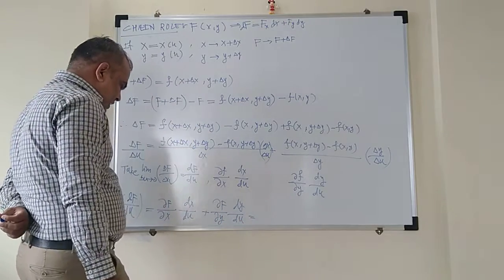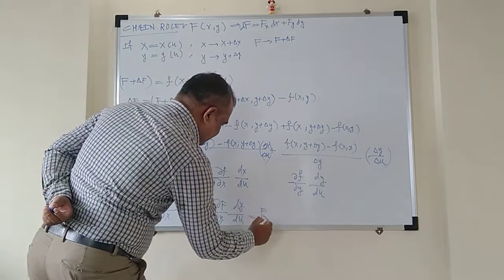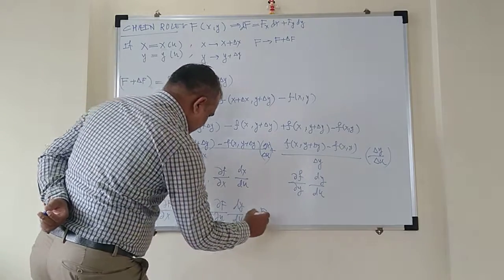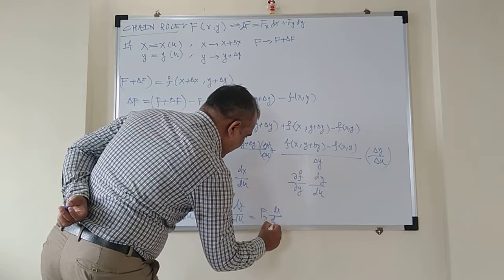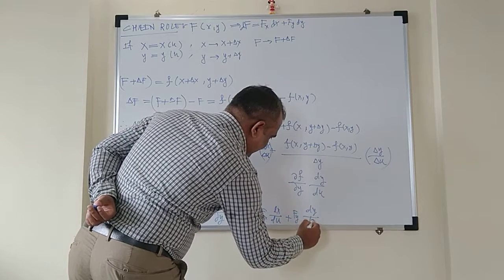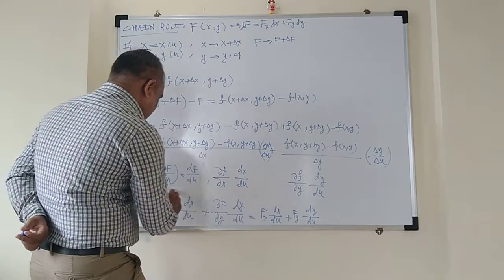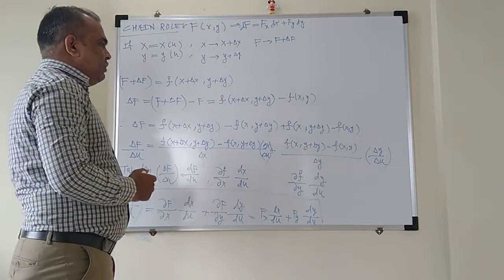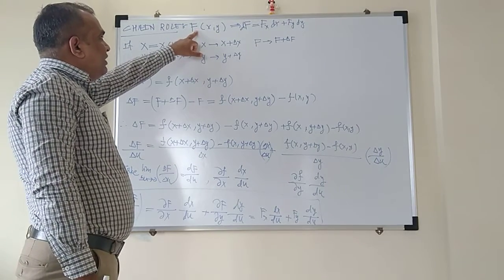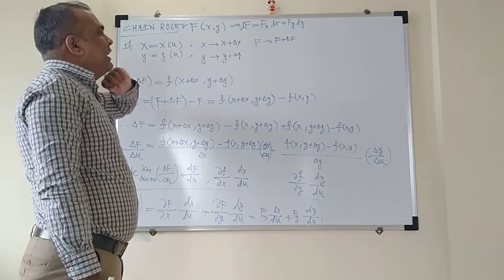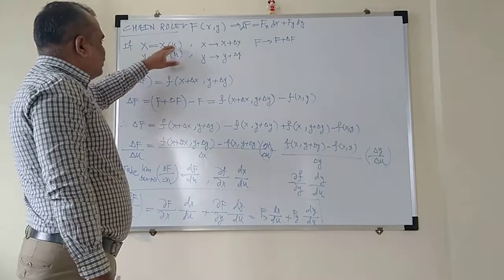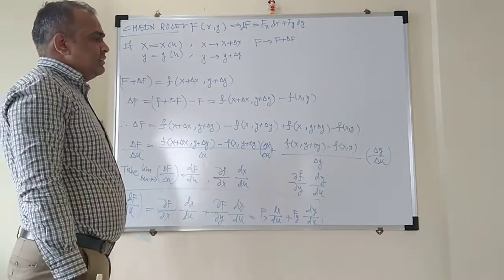The same term you can write as fx. This is nothing but partial differentiation of f with respect to x, so I can write fx into dx by du plus fy into dy by du. Got it? So this is the chain rule for the function f. If your function f is a function of two independent variables x and y, and the independent variables x and y are again a function of u, then you will get this as the chain rule.